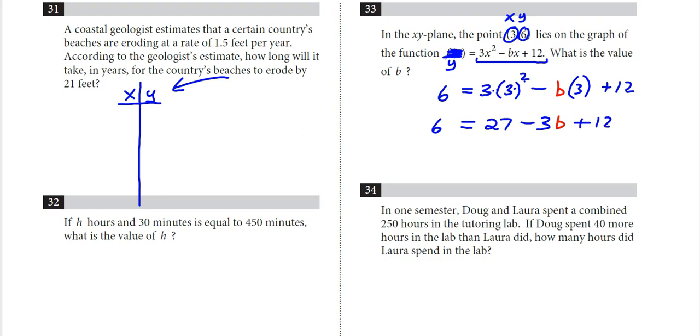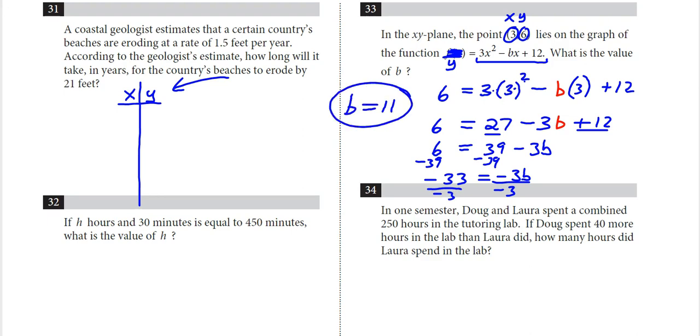Actually, I'll do it this way. 27 plus the 12, that's 39. Check that it's minus 3b. So 39 minus 3b. And minus the 39 from both sides. And you will have negative 33 equals negative 3b. Last move, divide by -3, divide by -3, and we should get b equals 11.